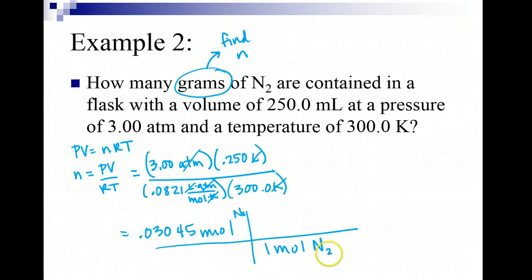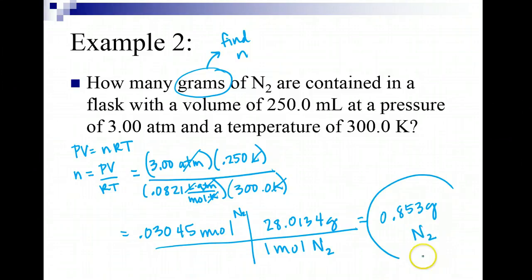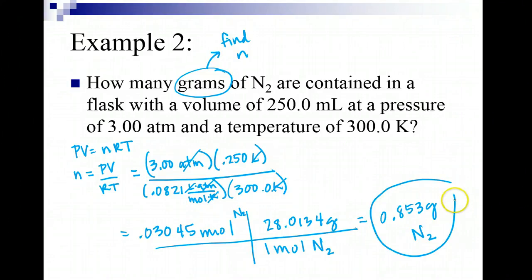So if you consult your periodic table and obtain the mass for N2, 28.0134 grams, keep in mind it is diatomic, you should get an answer of 0.853 grams of N2. Ooh, that's an ugly looking circle. Much better.